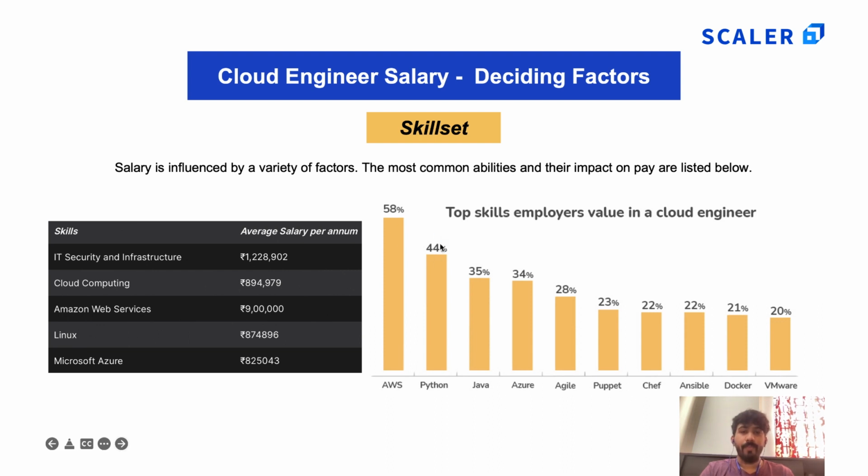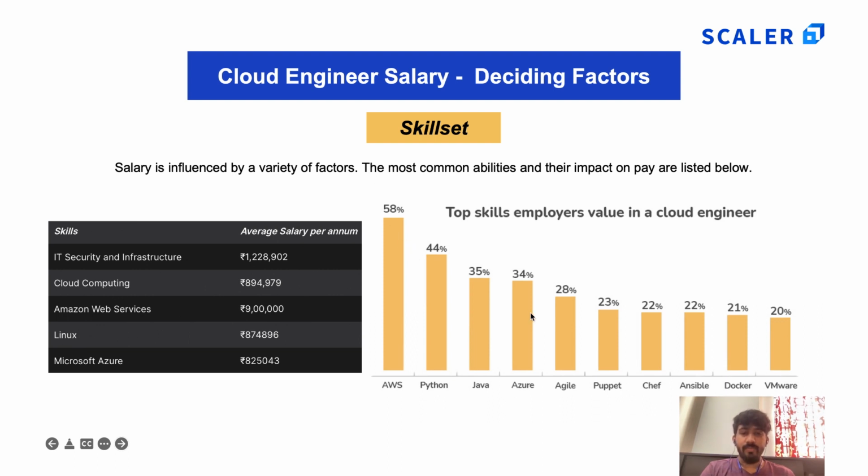Python is really popular next after AWS because Python can be used for a lot of things. You can develop applications and also use it for scripting, and in cloud, scripting is really required. So scripting, Python, then Java, then comes Azure. Then comes Agile concepts, then Puppet, Chef, Ansible. These are all configuration management tools, and also server management tools. And then comes Docker, a containerization tool, and VMware, a virtualization tool.